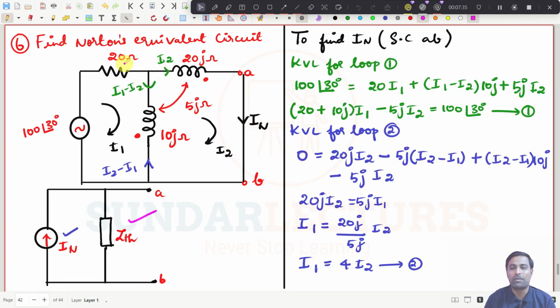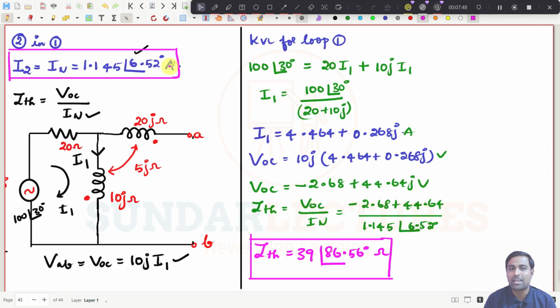And in this problem, we need to find Norton's equivalent circuit, right? So this is Norton's equivalent circuit. You need to find IN and ZTH. We short circuit this one to get ISC or IN, and then open circuit this one to get VOC, and then you divide both and you will get ZTH. And we have found IN, right?